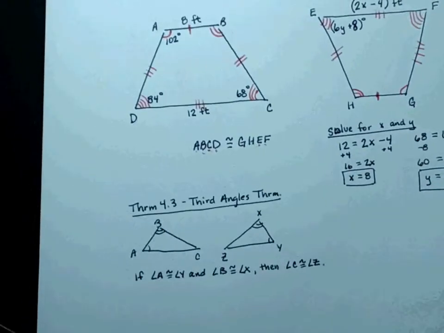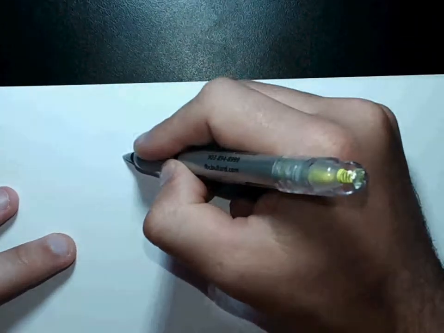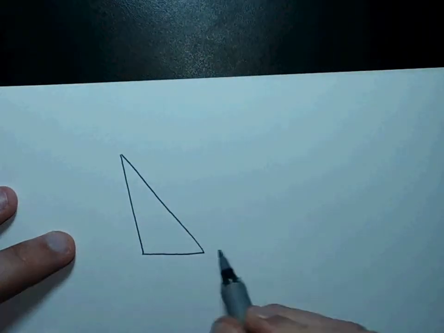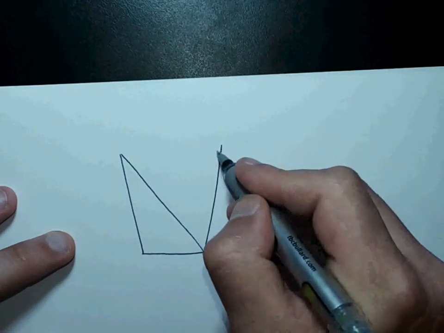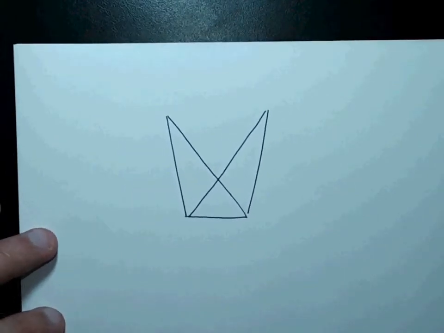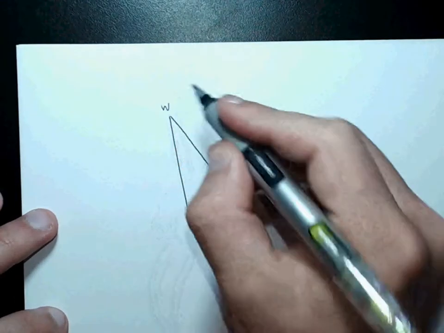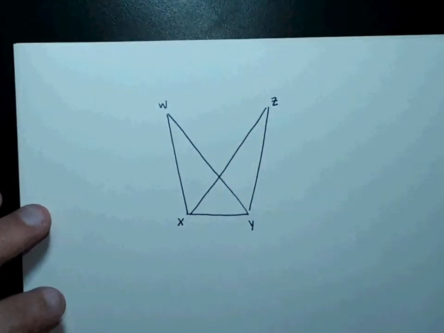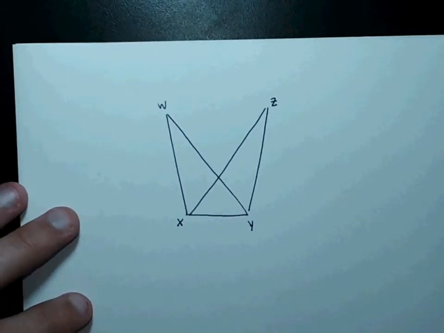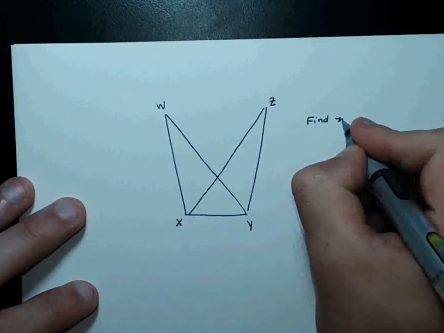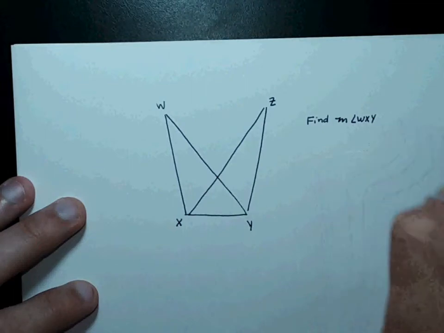All right, here's our last example for the 4.2. We've got that right there. And what we want to do is find the measure of angle WXY.